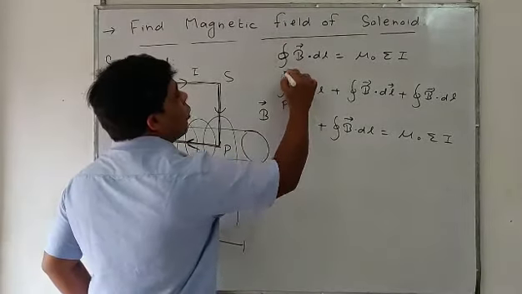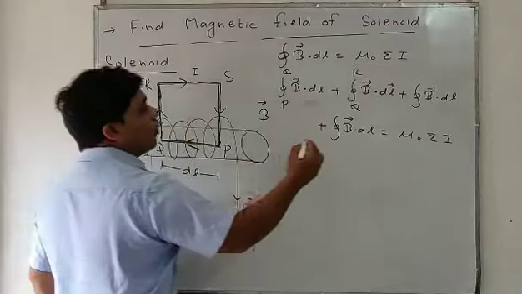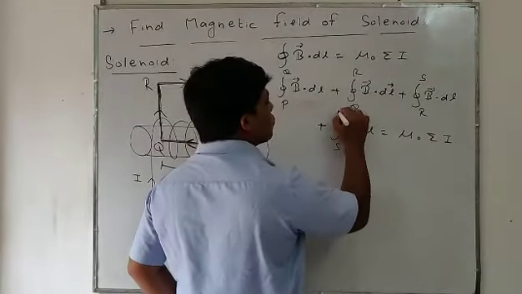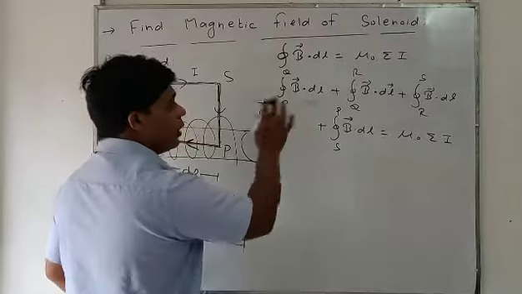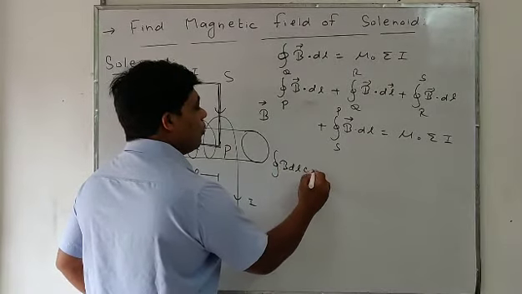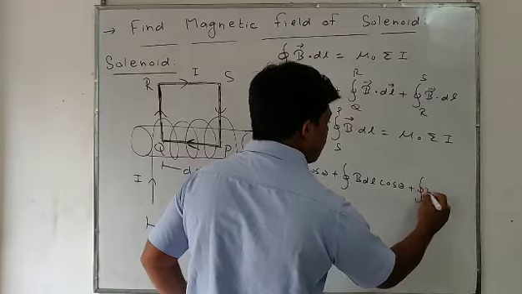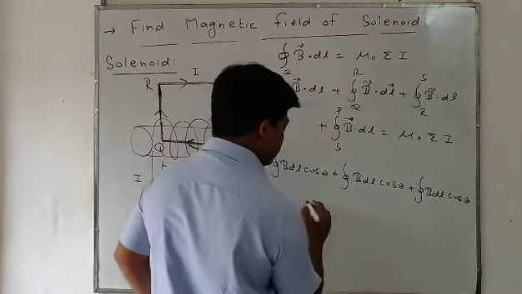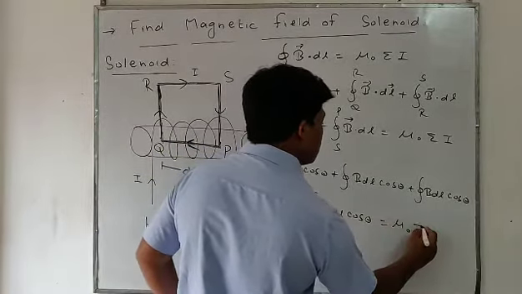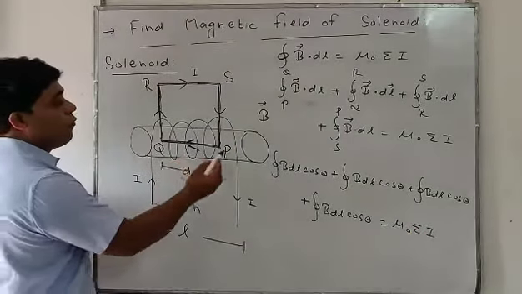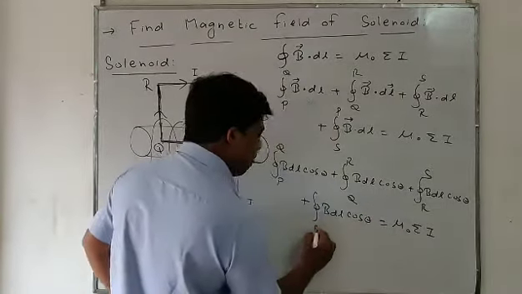So I can write here from P to Q, and this is for Q to R, R to S and S to P. Now students, whenever we remove the dot, there comes cos theta. So in that, for all 4 sides, we write B dL cos theta, and the integral of B dL cos theta equals mu naught sigma I. This is for P to Q, Q to R, R to S and S to P.